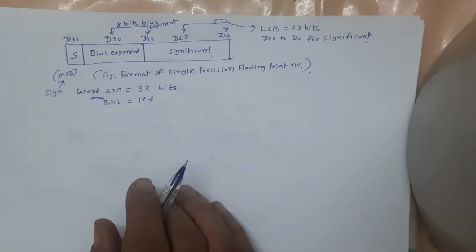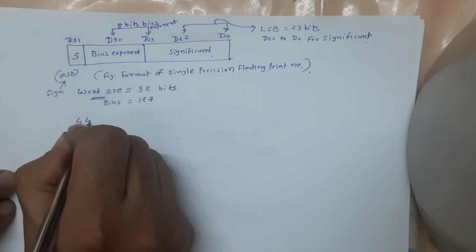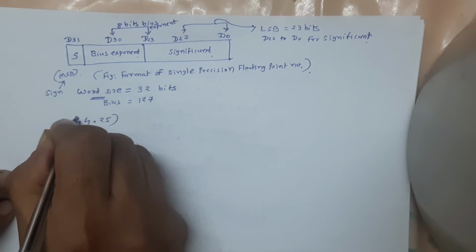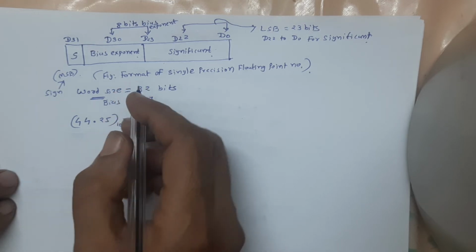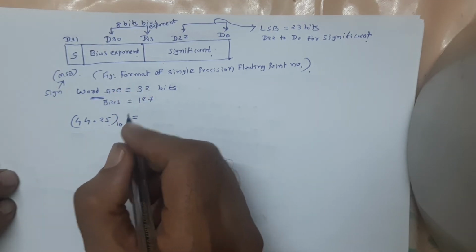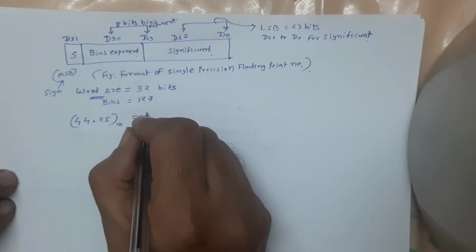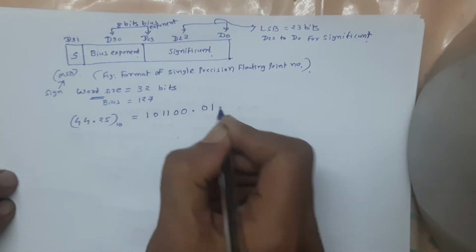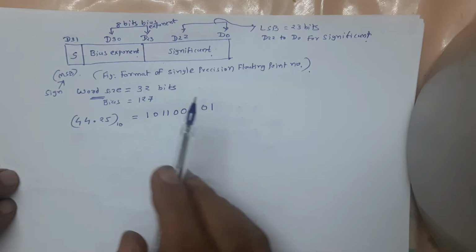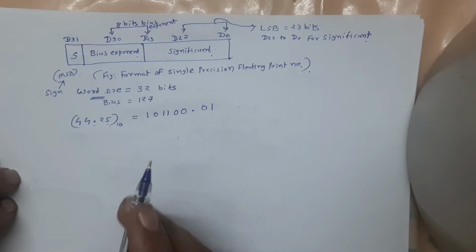Let us consider the example of the decimal number 44.25. First of all, convert this decimal number into binary. We directly write the binary number as 101100.01. This is the binary number of the decimal number 44.25.